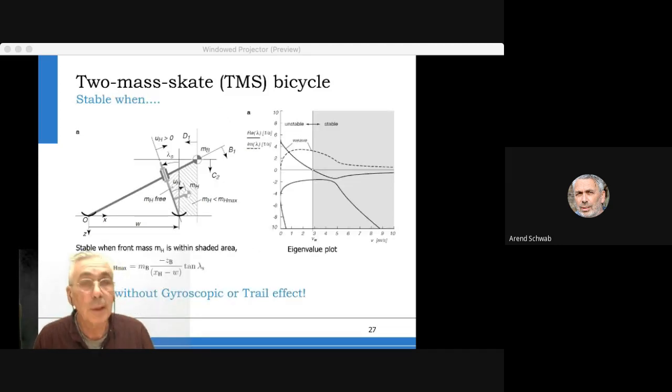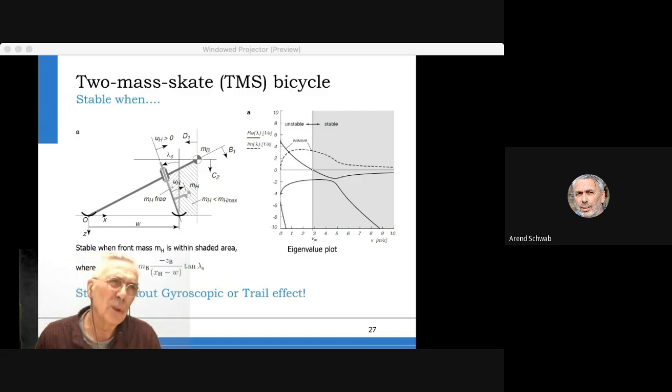So this is clearly a bicycle with no gyroscopic effect and no trail, and we will show you that the thing can be self-stable. For certain combinations of mass and mass distribution, and those conditions are not so interesting for now, but we can find regions where from a certain speed on the thing is always stable. Of course, that's stable without gyroscope or trail. So it's not a necessary thing to have gyroscope or trail. A thing can be self-stable.